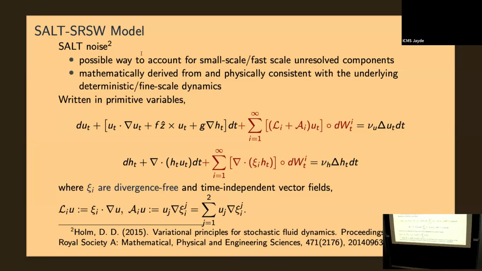But okay, if we write the rotating shallow water model in the primitive variables, then the deterministic model would be all the black terms in the equation. And we are adding a stochastic term, which is the sum of these one-dimensional Brownian motions here with these stochastic operators L and A, and this stochastic term in the continuity equation for H. So here the vector fields are divergence free and time independent. And this is how the operators are defined for the stochastic terms.